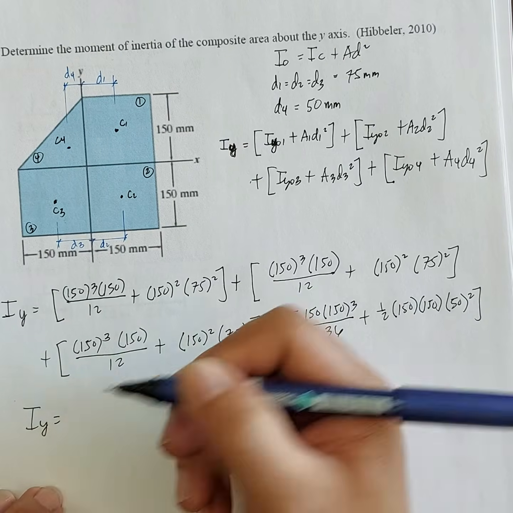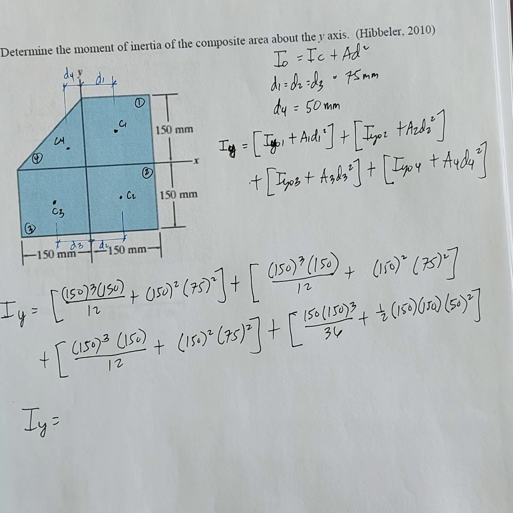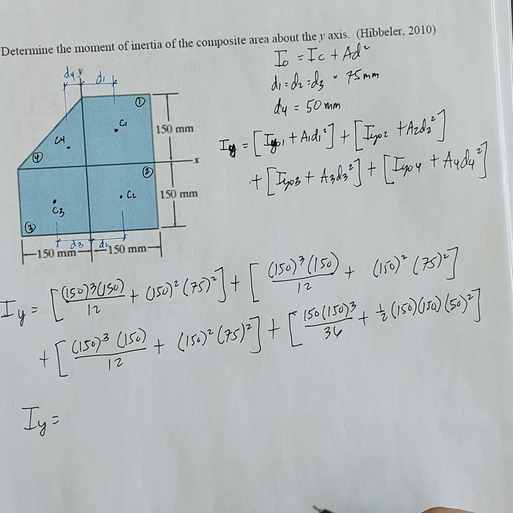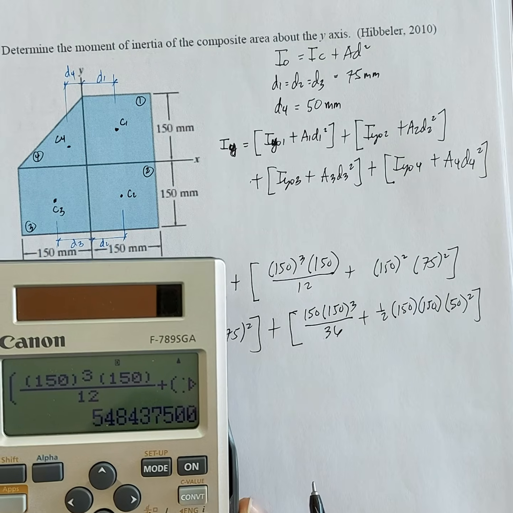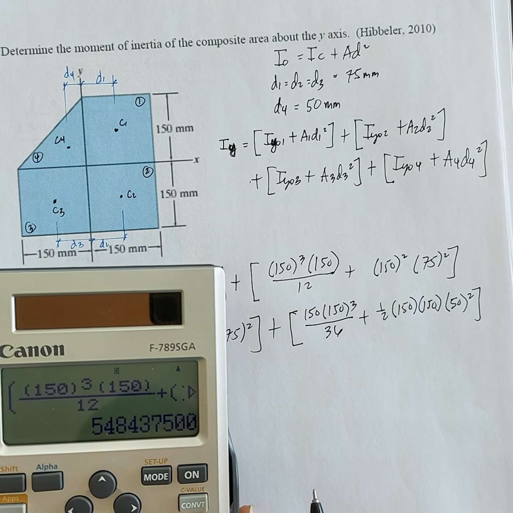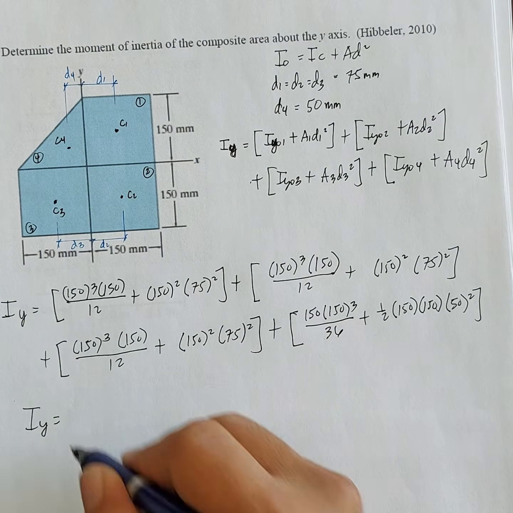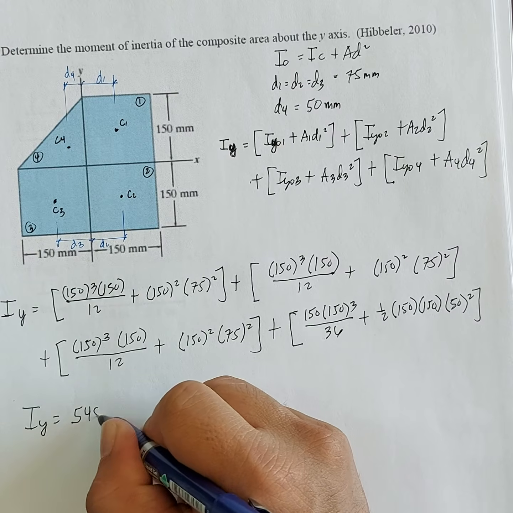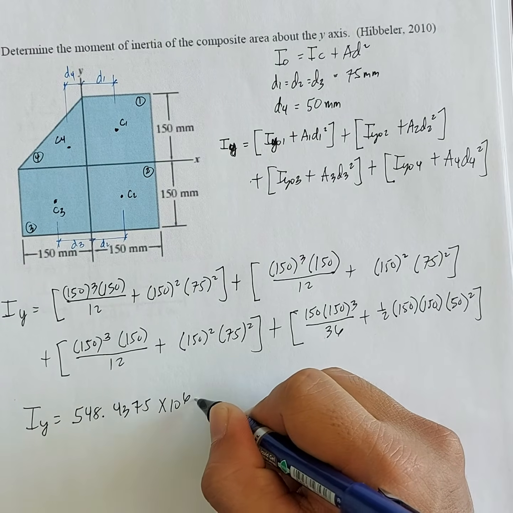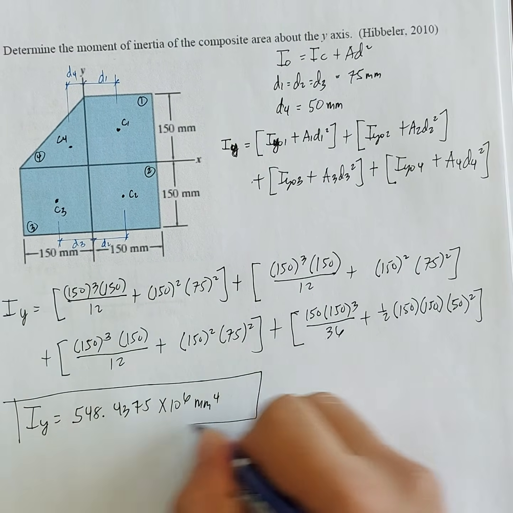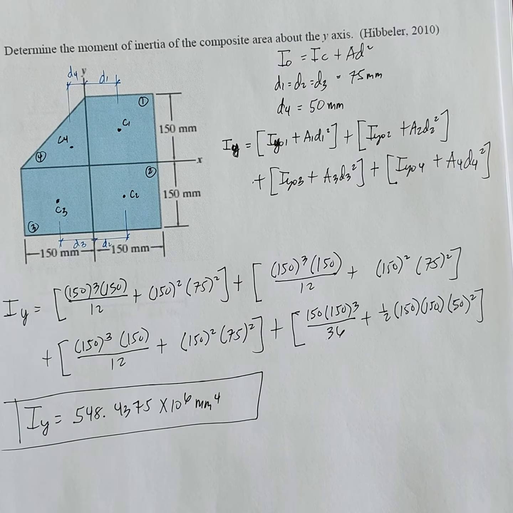Now, we can now solve for IY. Okay? Okay, so the answer natin is 548.34375 times 10 raised to 6. No? So ito na yung IY natin. Using the transfer formula. Okay? Using the parallel axis theorem.